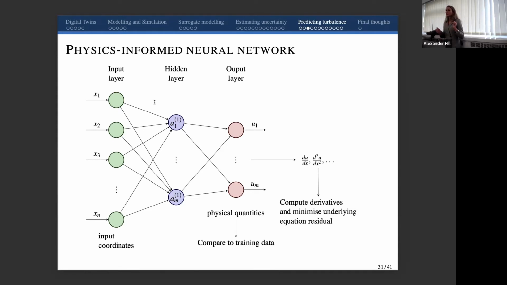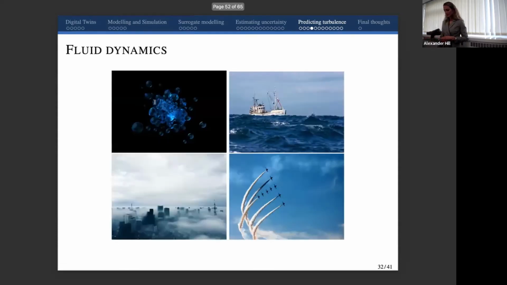So instead of only having a loss function related to how far my prediction is from the expected output, we can have an additional loss, which says how well these derivatives or these solutions solve the partial differential equation that I have at hand.